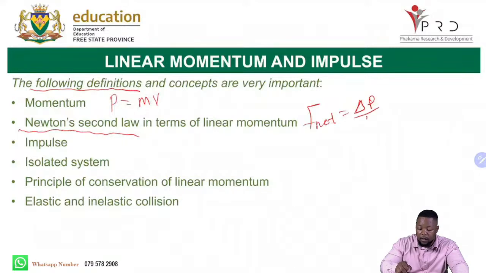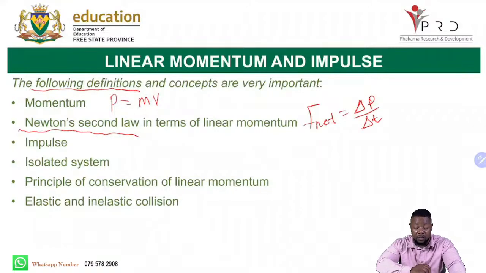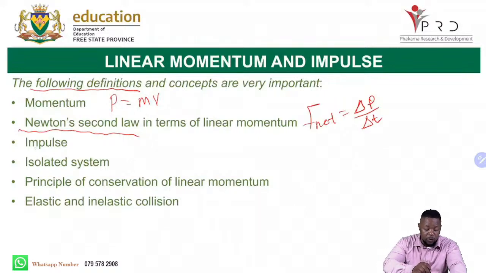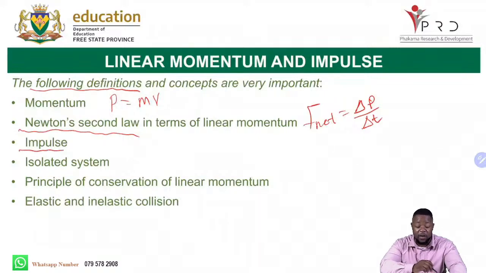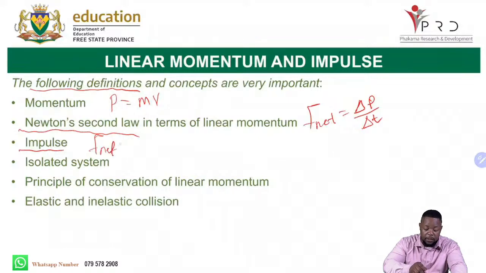We must always copy the formulas as they are from the data sheet. And then we also have impulse. We should be able to define impulse, and we also need to be able to express this impulse as the product of the net force and the time, and that should be the impulse.